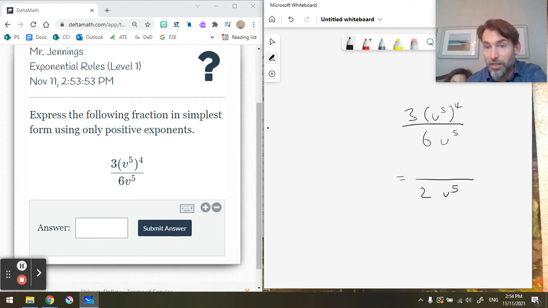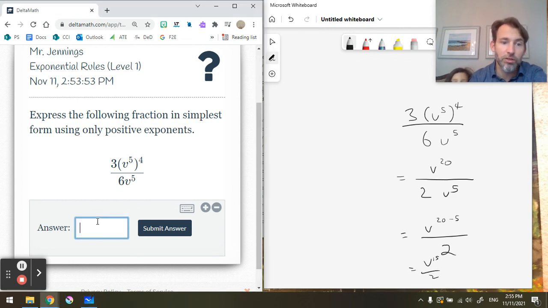Well, here I do v to the 5 multiplied by 4 because I'm raising a power to a power. So this is v to the 20 divided by v to the 5. And then I just do v to the 20 minus 5. That's my division of powers rule, all over 2. That gives me v to the 15 over 2.